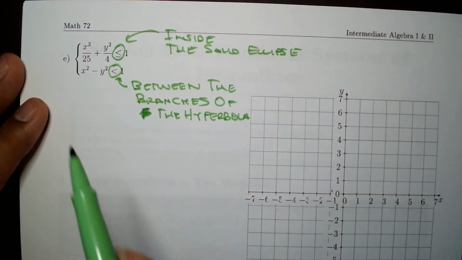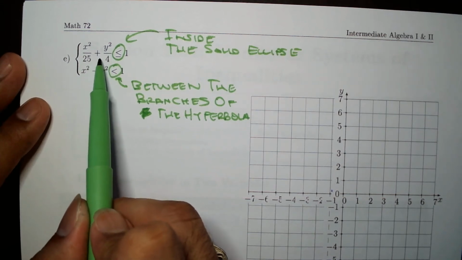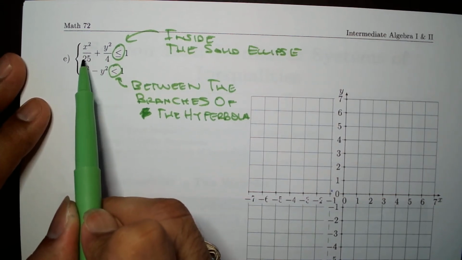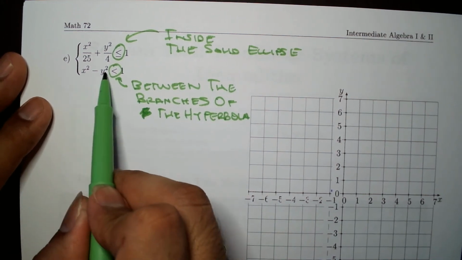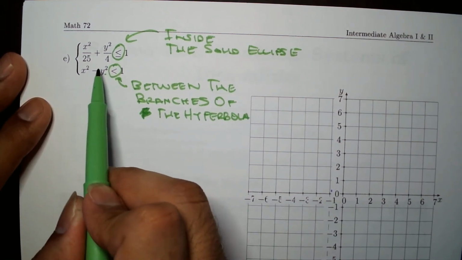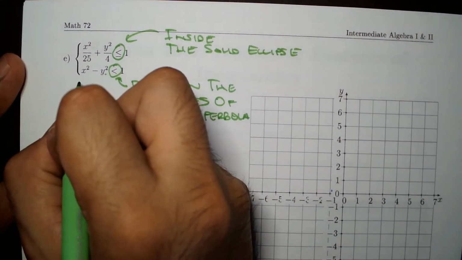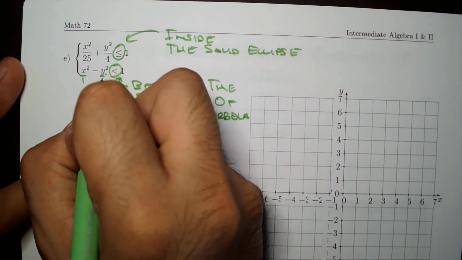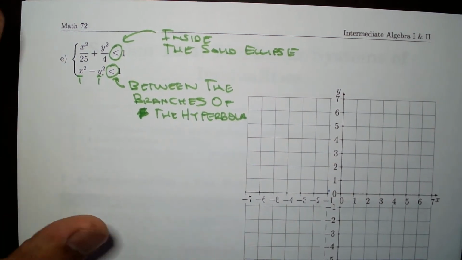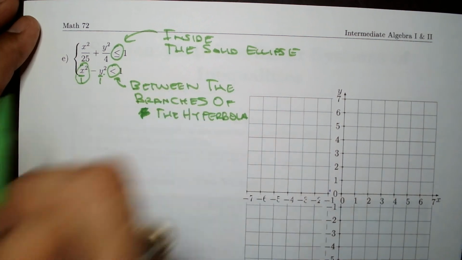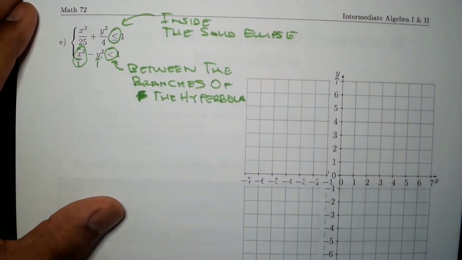Okay, so this is an ellipse because both variables are squared. They have a plus sign in between. The denominators are different. This is a hyperbola because both variables are squared, but one of them has a negative sign. So the x-intercepts of the hyperbola, well, in this case, it's going to have x-intercepts because the positive term contains the variable x. All right.